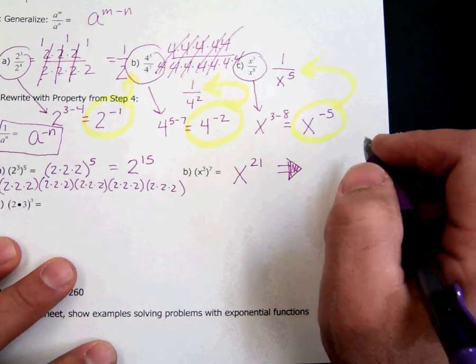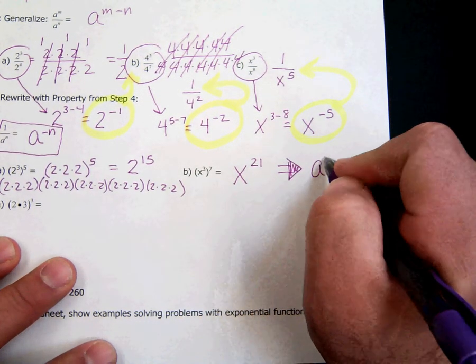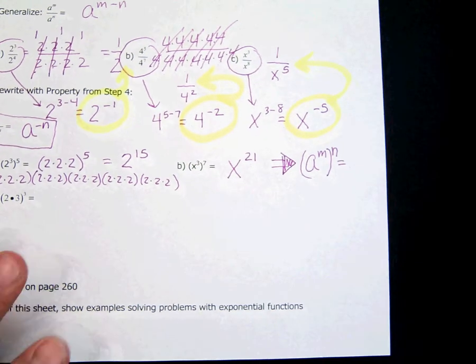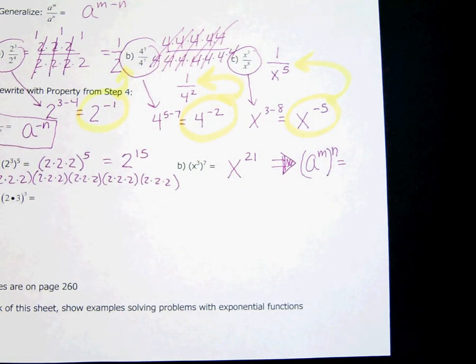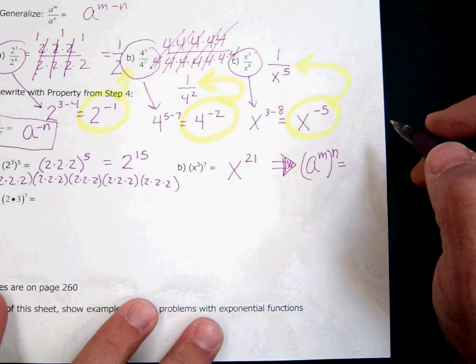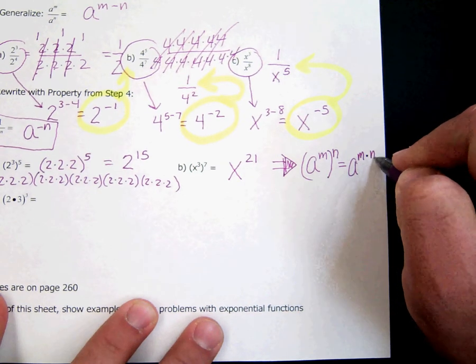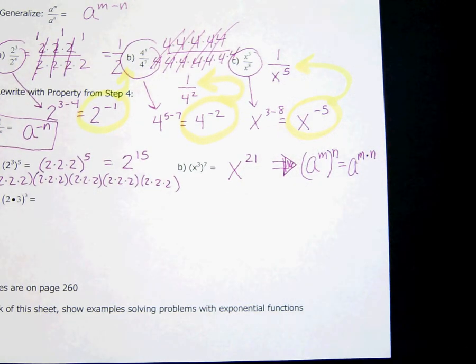What's the rule with a to the m to the n? What do you do? Let's generalize that. A to the m times n. You multiply exponents when it's power to a power. Okay?